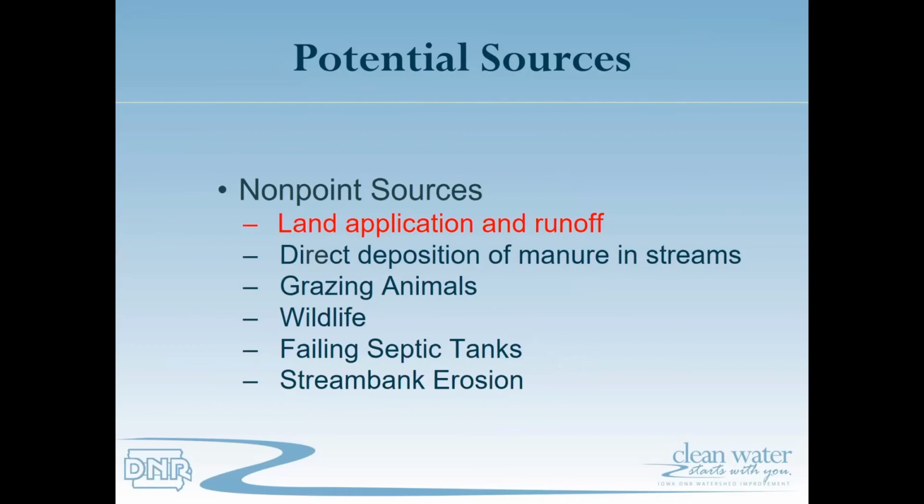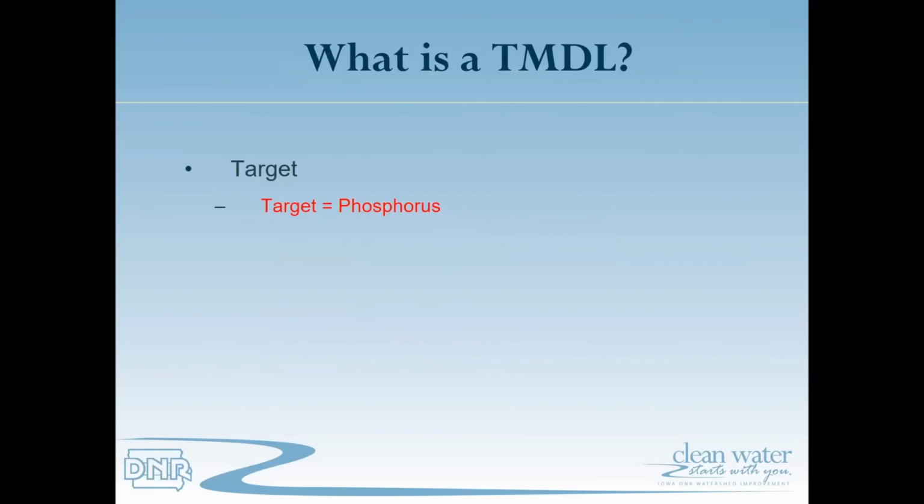And these are just some types of non-point sources. But what we're going to see in the document is that land application of fertilizer and runoff tend to be the main driver of phosphorus pollution into Prairie Rose Lake, causing those water quality expectations to not be met. So when we're talking about what a TMDL is, we talked about our target being phosphorus. We've talked about our sources being non-point.